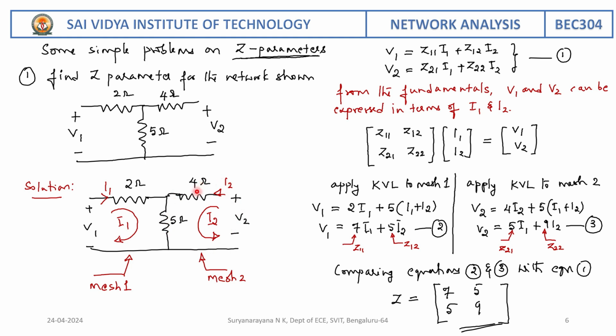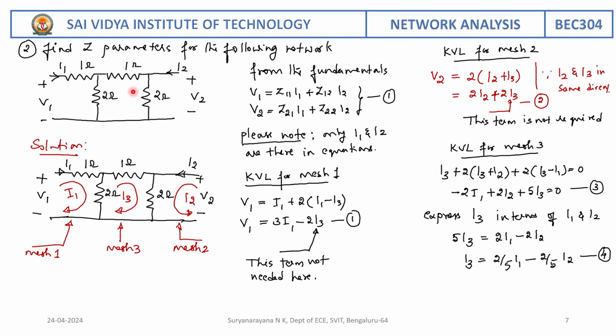Similarly, apply KVL for mesh 2. Here I am moving from negative to positive, therefore it is V2 positive. V2 is equal to 4I2 plus 5 into, since through this resistor two currents are in the same direction, I1 plus I2. Therefore, on simplifying we get V2 is equal to 5I1 plus 9I2. Let us call this equation 3. Compare 3 with equation 1 part 2, that is V2 is equal to Z21 I1 plus Z22 I2. So map Z21 and Z22. Therefore, on comparing equations 2 and 3 with the standard equations, we can write the matrix form of impedance Z as 7, 5 and 5, 9.